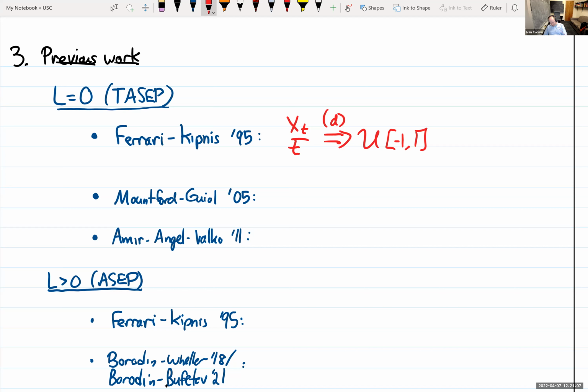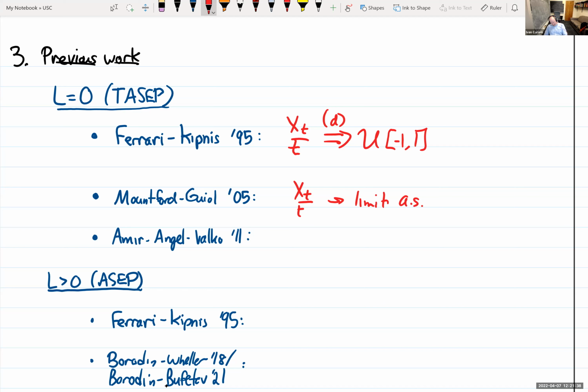They also showed a slightly stronger result: if you look at two different times and you take them out and scale them far away, in some proportionate scaling, you have convergence of the difference of the velocities to zero in probability. But they weren't able to get an almost sure limit. The proof of the almost sure limit was given about a decade later by Mountford and Guiol.